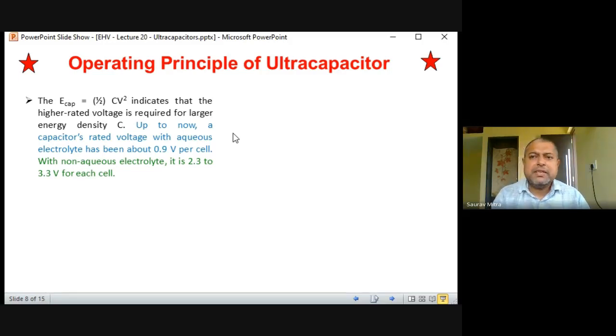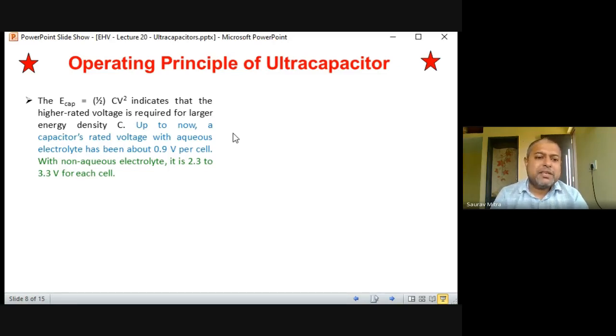We have seen this. C is the ultracapacitor value, and whichever voltage we are supplying to charge the capacitor is given by V. So energy stored is half CV square, which indicates that a higher rated voltage is required for larger energy density in C. There is no rocket science. The more voltage you use, the more the device will get charged. That means E cap will be more.